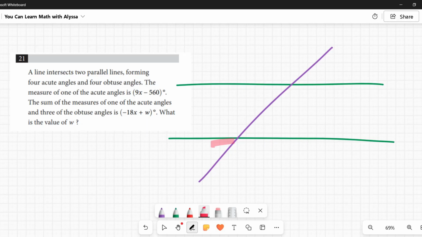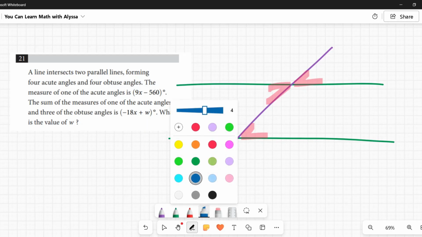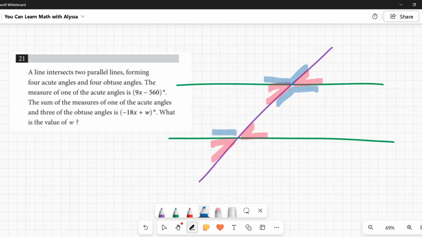The acute ones, I'm going to put here in red. They are all matching. And the obtuse ones, I'm going to put in blue. And all the blue ones match. And the pink and blue angles are supplementary to each other. They add up to 180 degrees. A single pink plus a single blue will be 180 degrees.